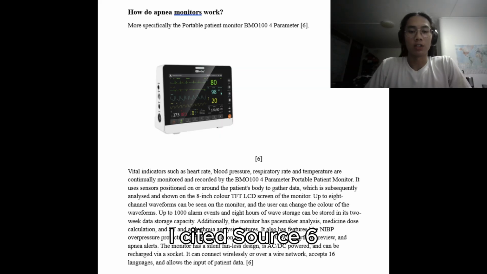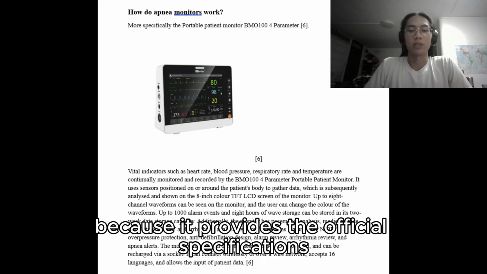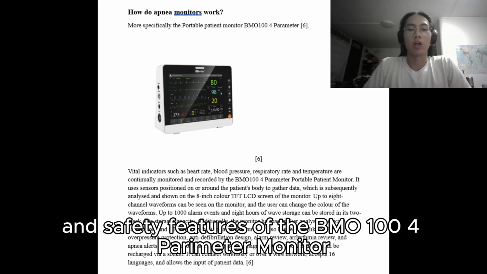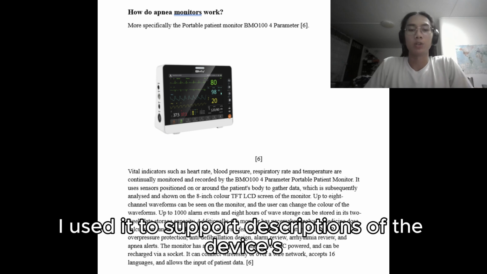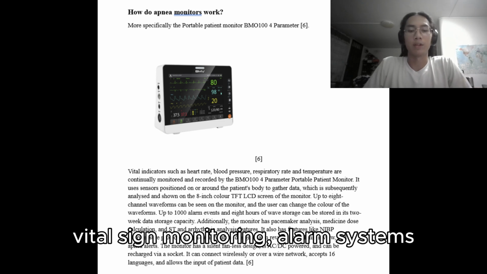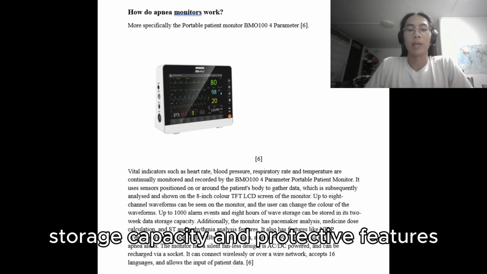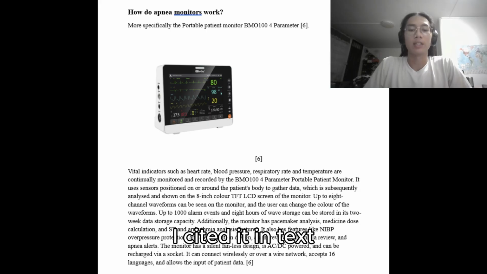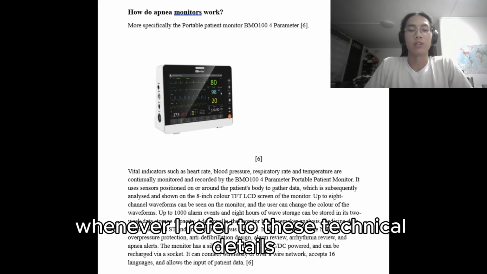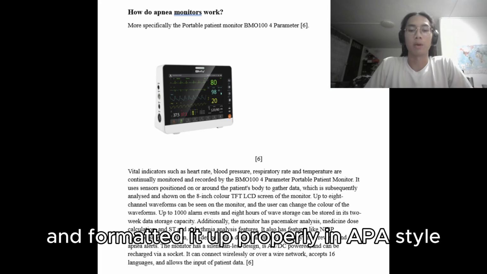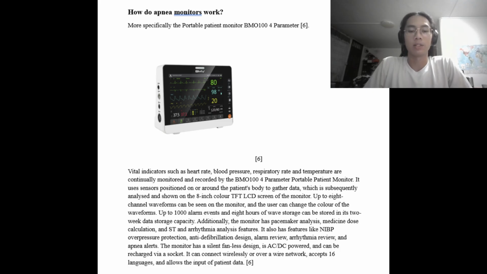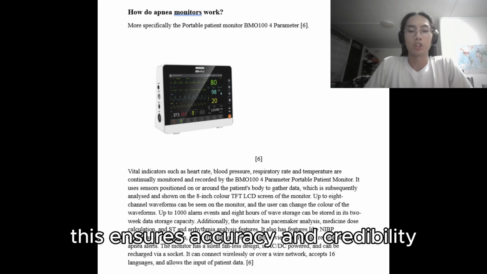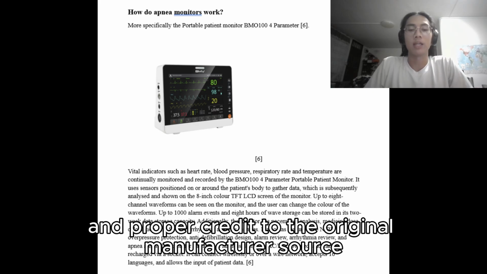I cited Source 6 because it provides the official specifications and safety features of the BMO 104 parameter monitor. I used it to support descriptions of the device's vital sign monitoring, alarm systems, storage capacity, and protective features. I cited it in text whenever I refer to these technical details and formatted it properly in APA style in the reference list. This ensures accuracy, credibility, and proper credit to the original manufacturer source.